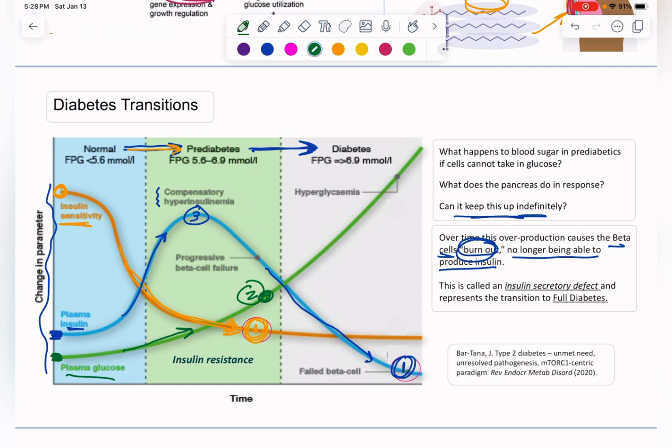And so what happens to blood sugar? Your blood sugar goes up even more. And you get these super high blood sugar levels that are associated with diabetes. And all of this is presuming that you haven't made any lifestyle changes, and so your insulin sensitivity is still low. And when you're in a full diabetic state, this is called an insulin secretory defect, because your pancreas is no longer able to produce insulin. So it's an insulin secretory defect that represents the transition into full diabetes.